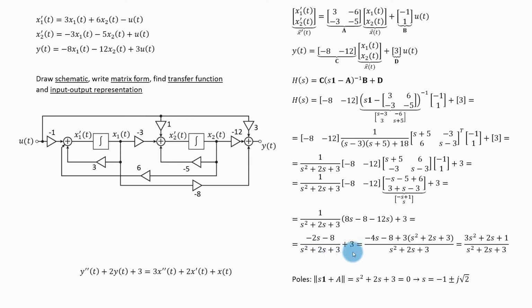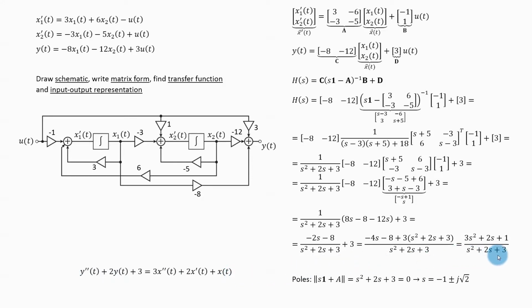This I can put to the common denominator, which will give me this. That I can simplify, and I will get this. And this is the transfer function of the system described by this state space representation. And from this transfer function I can find the input-output representation. These are the coefficients B0, B1, B2, A0, A1, A2. Using those coefficients I can write this input-output representation.